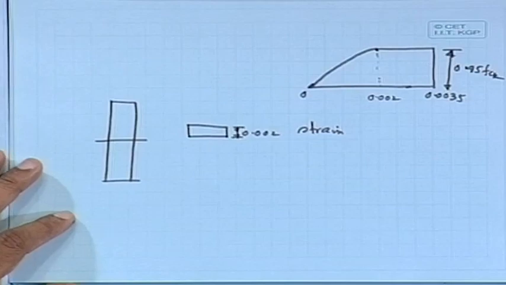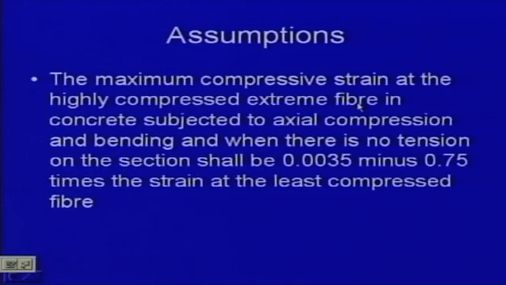Now, let us read the maximum compressive strain at the highly compressed extreme fiber, because this is very, very important. The maximum compressive strain at the highly compressed extreme fiber in concrete subjected to axial compression and bending, please note, axial compression and bending. The first one I have told, that is direct compression, only axial load, where we are limiting strain 0.002 and the stress will be 0.45 fck. But here, subjected to axial compression and bending, and when there is no tension on the section, that means no tension is developed on the section, in that case it shall be 0.0035 minus 0.75 times the strain at the least compressed fiber. There is one maximum compressed fiber at one end, and at the other end, that is the least compressed fiber.